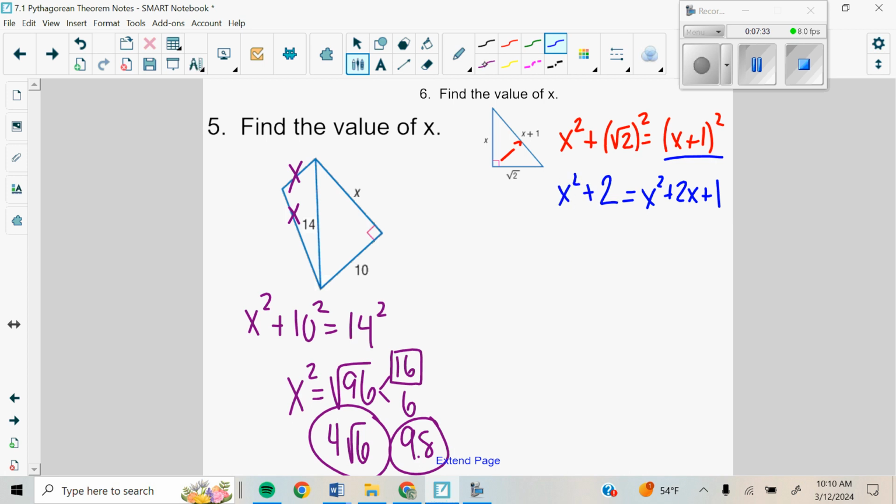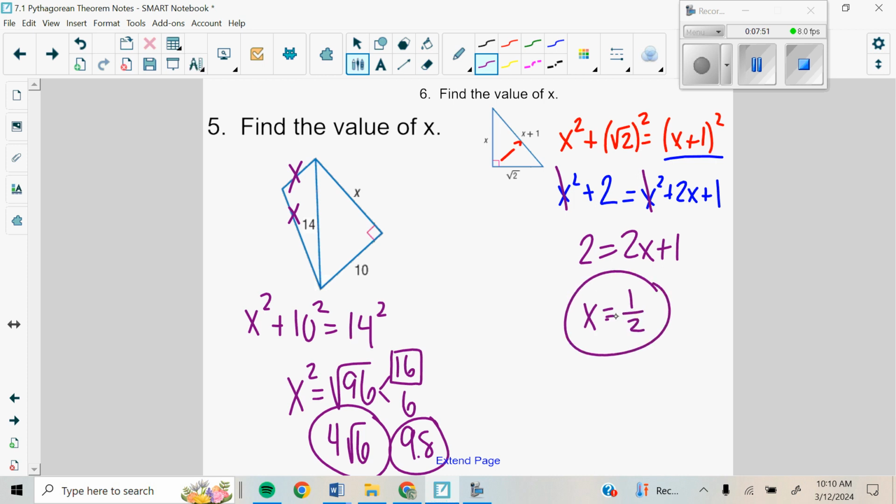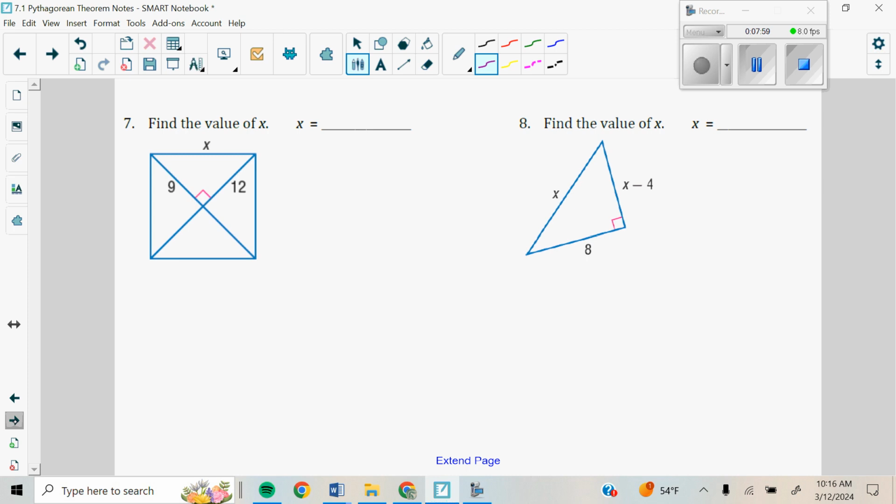So when we look at this, I have an x squared on both sides, so I'm going to cancel those. So I get 2 equals 2x plus 1. Now this is just a simple two-step equation, so go ahead and solve this two-step equation. We get x equals 1/2. All right, let's move on to this next one.